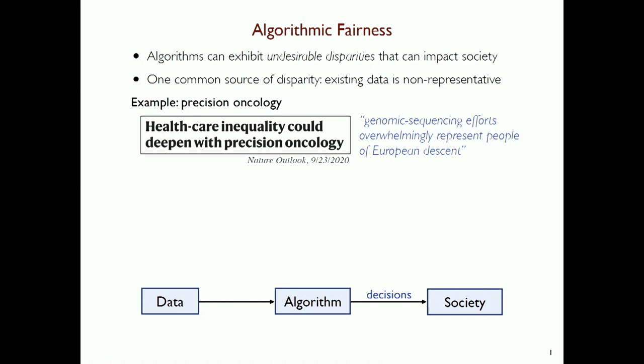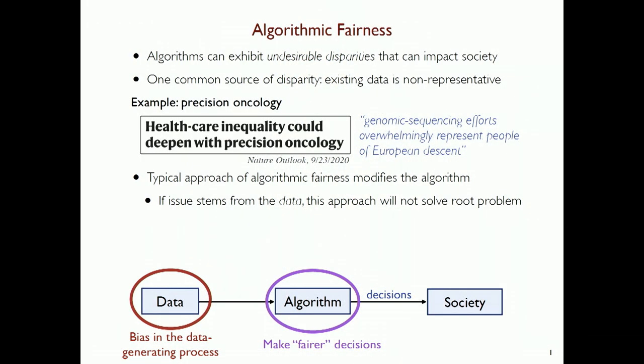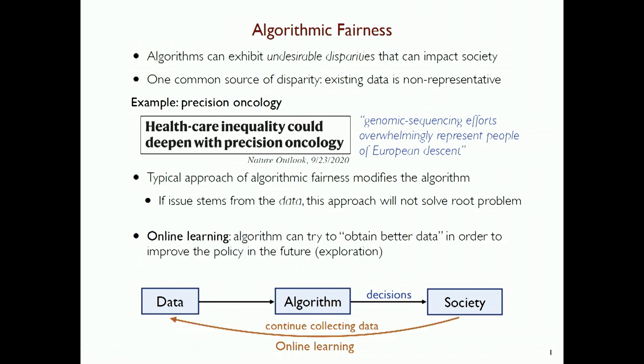In particular, I'm highlighting just one example from precision oncology. This is pretty well known in the space, where the data sets tend to be largely focused on certain ethnic groups. And as such, when you look at the efficacy of the algorithms you build, obviously they're going to exhibit disparities. So at a high level, we could think about fixing this by fixing the algorithm, but that's not fixing the root cause. The root cause would instead be that you need to collect more data, right?